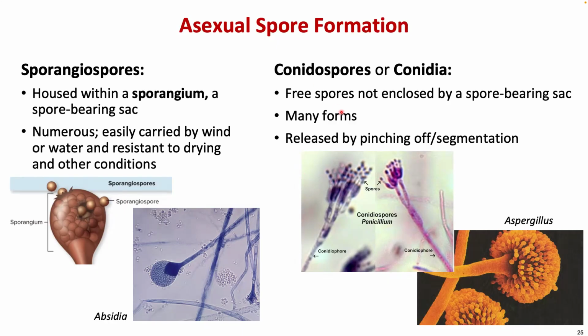Now we move to the second category, which is conidia. Basically, these are free spores and they are not enclosed, as we can see here. They come in many types of form, and they are released by pinching off or sedimentation. So they can easily be blown off by air, which helps in their distribution.